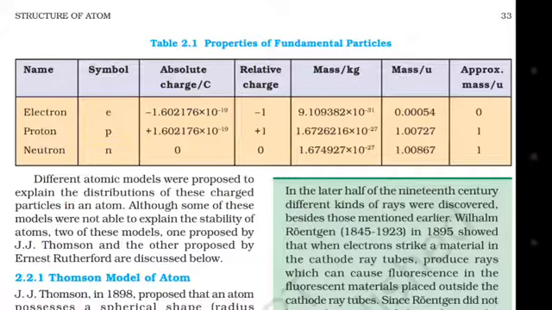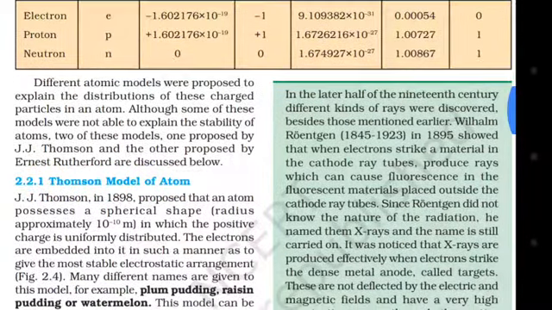Okay, different atomic models were proposed to explain the distributions of these charged particles in an atom. Although some of these models were not able to explain the stability of atoms, two of these models, one proposed by J.J. Thomson and other proposed by Ernest Rutherford, are discussed below. 2.2.1 Thomson model of atom.